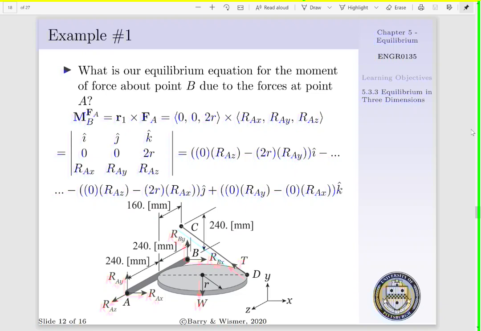And our force existing at A is simply RAX, RAY, RAZ. And this is equal to taking the determinant of i hat, j hat, k hat, 0, 0, 2R, RAX, RAY, RAZ, which gives us the quantity 0 times RAZ minus 2R times RAY existing in the i hat direction, minus the quantity 0 times RAZ minus 2R times RAX existing in the j hat direction, plus the quantity 0 times RAY minus 0 times RAX existing in the k hat direction.